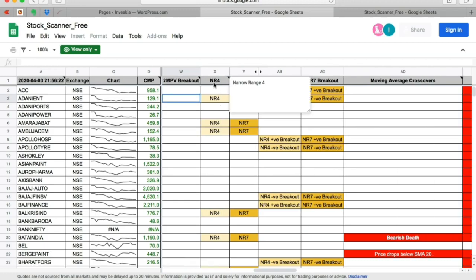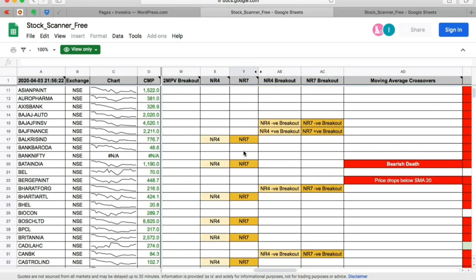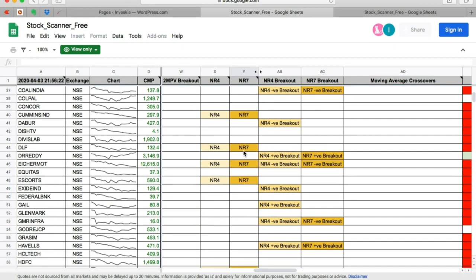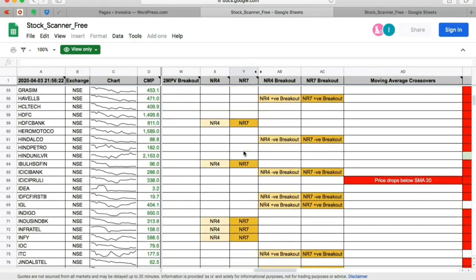Now you come over here, NR4 and NR7. These two are very popular indicators in the stock market. This is the narrow range 4 indicator, and this is the narrow range 7 indicator. You are finding over here there are lots of stocks coming under NR4 and NR7.